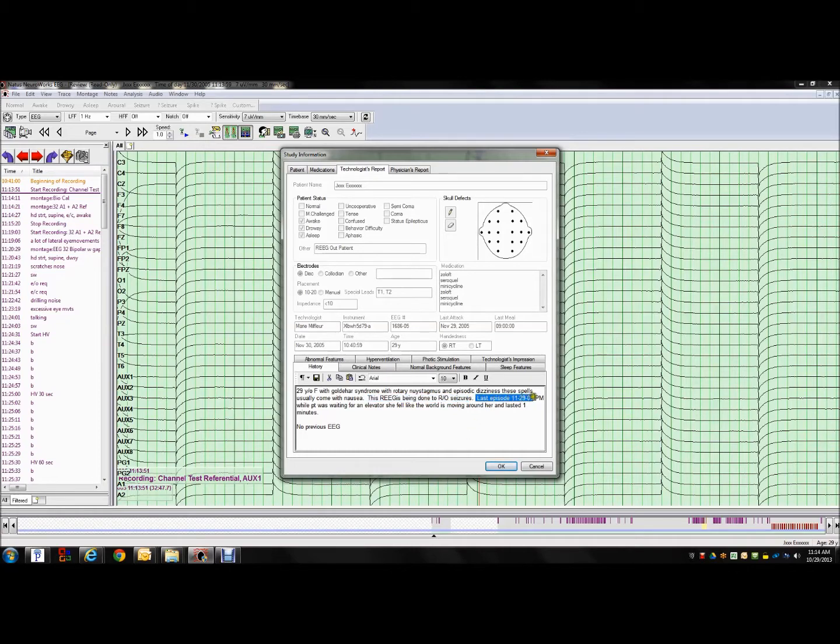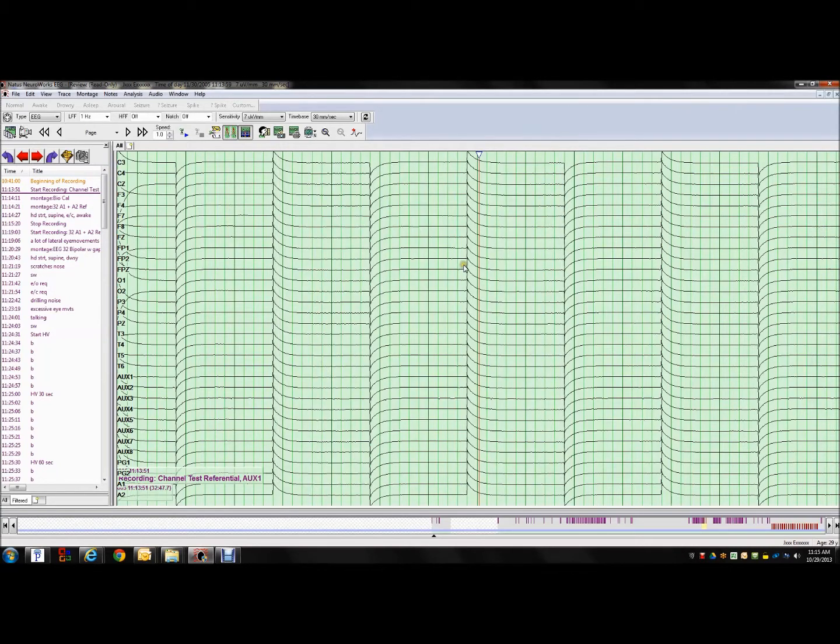The last episode of the dizzy spells, you have to compare the dates of this recording to the last attack on the 29th. Okay, so this is just yesterday. The patient just complained of having dizziness yesterday. While the patient was in the elevator, she felt like the world was moving around her head, and it lasted about 1 minute. She has no previous EEG. So we'll take a look at the EEG, see if there's anything epileptiform in here that might suggest a seizure disorder.